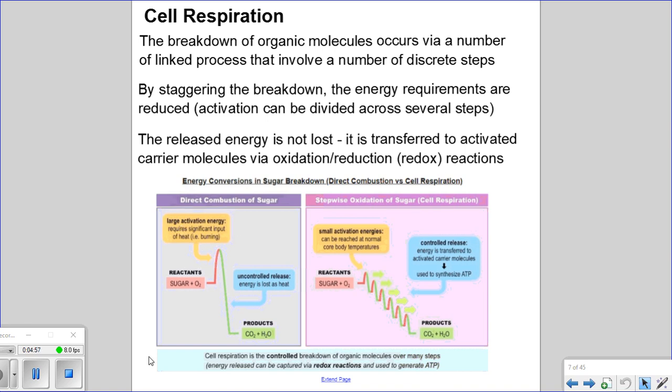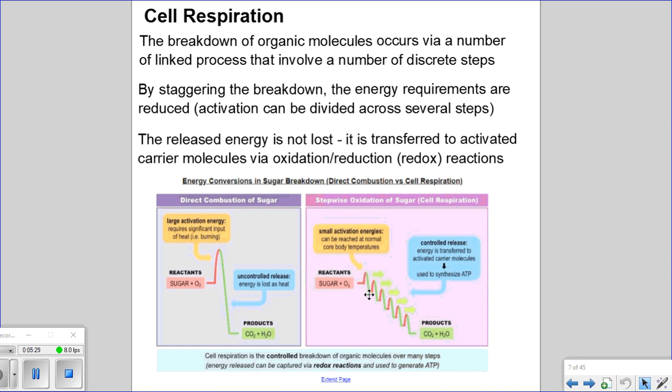So in this diagram here, what it shows is that if we started with our sugar and oxygen, and just were to directly release that energy stored within that glucose, there'd be a large amount of energy released. So here we have our reactants and our products. Our products are CO2 and H2O, which are at a lower energy level than sugar, so it contains less energy. So this energy release would be pretty uncontrolled, and a lot of it would be lost.